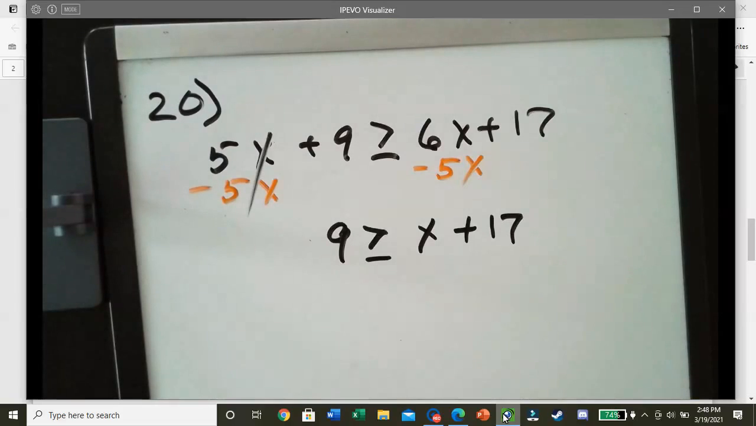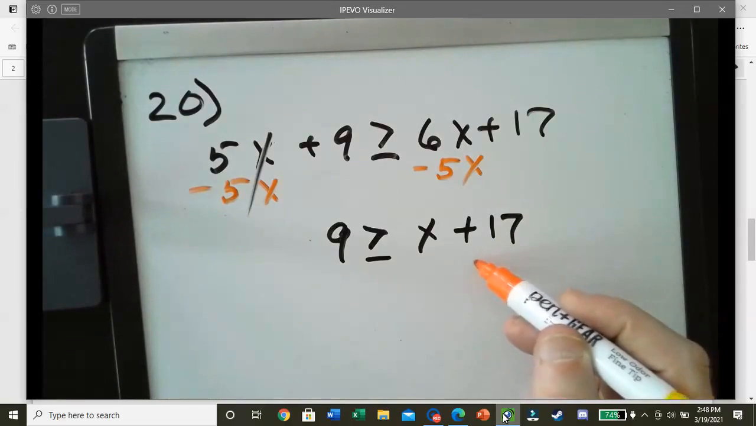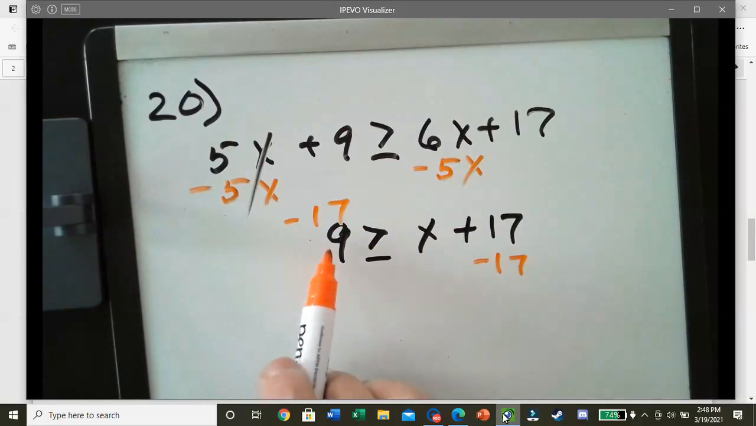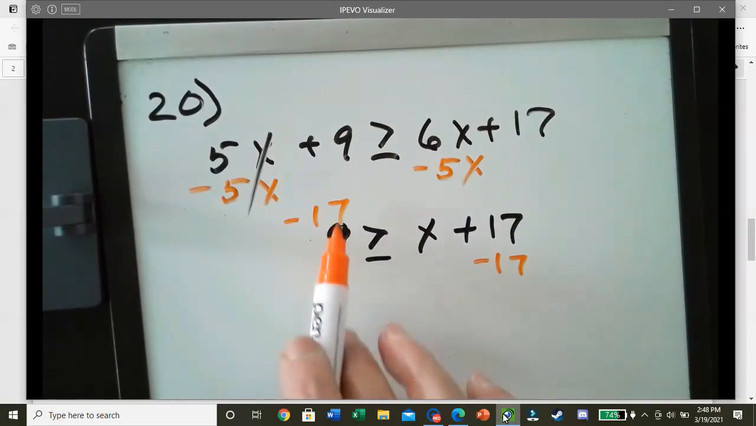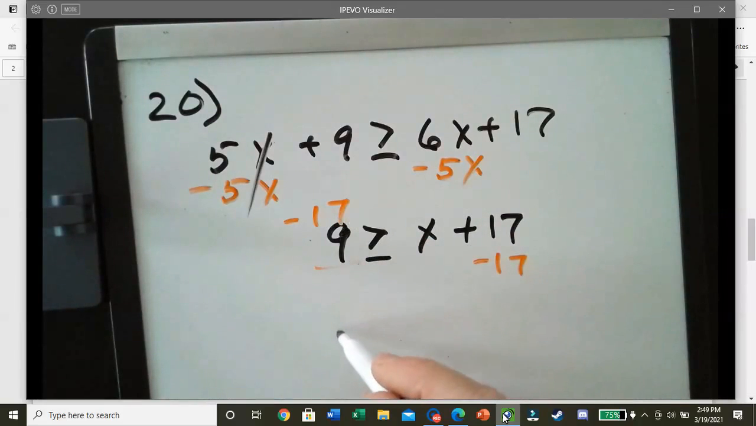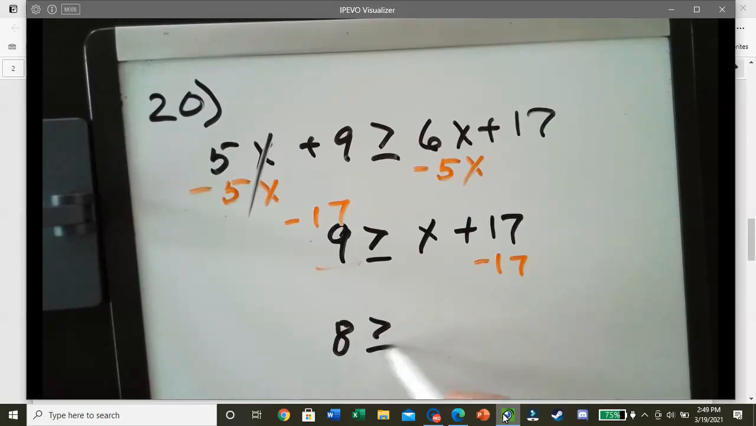Okay, so what do we do with the 17? Minus 17, minus 17. But you want to put the larger number, whether it's positive or negative, on top, because when you subtract, you have to make sure you subtract them correctly. So 17 minus 9 is what? What's 17 minus 9? 8, right?